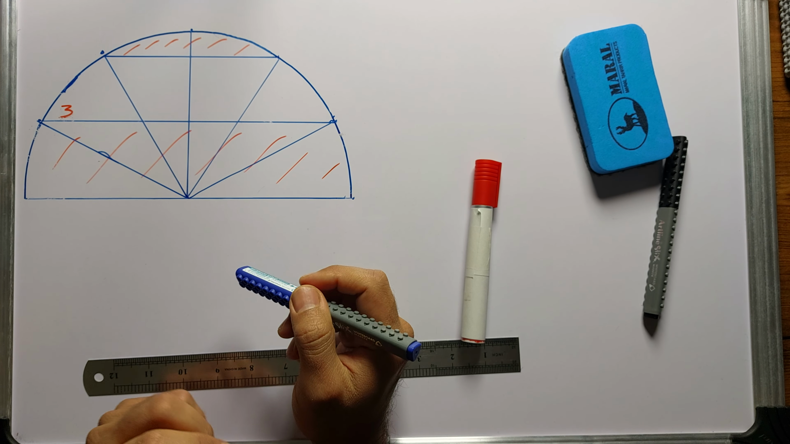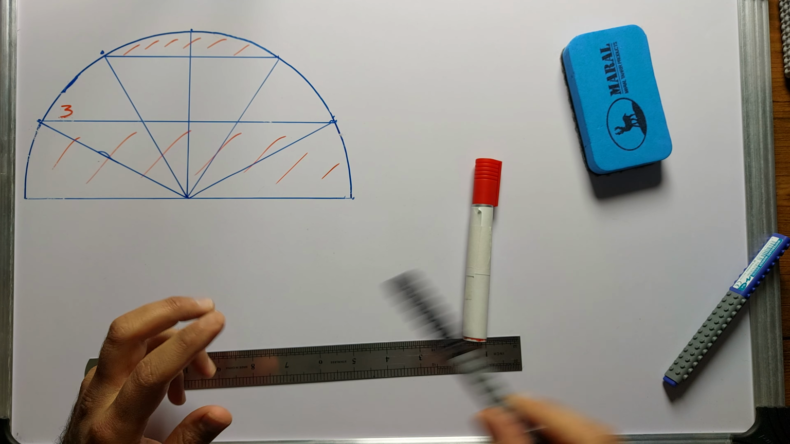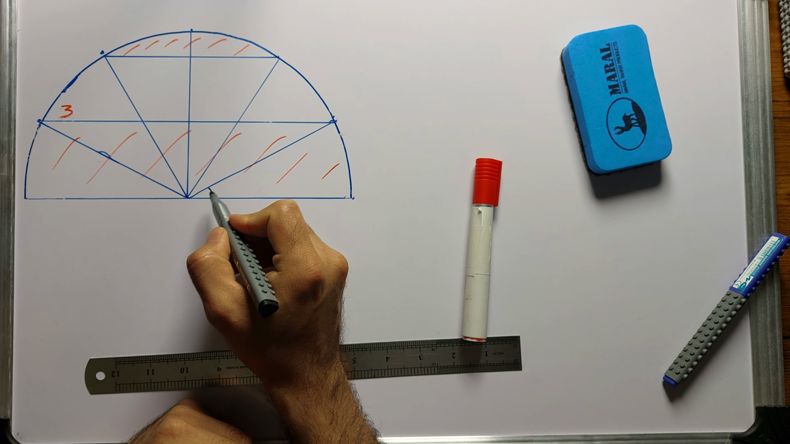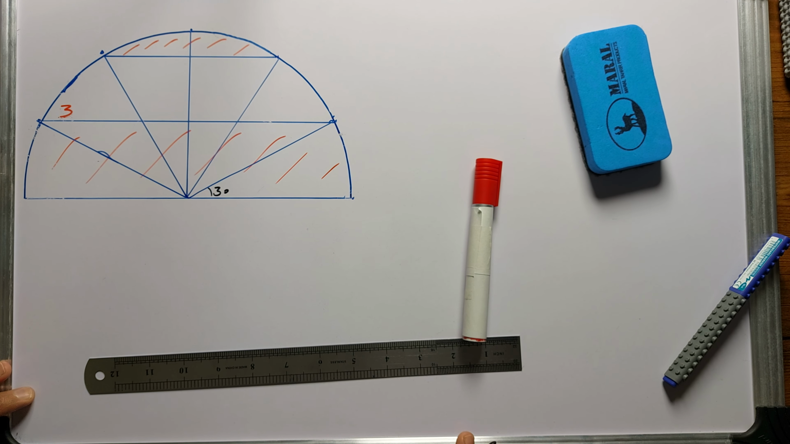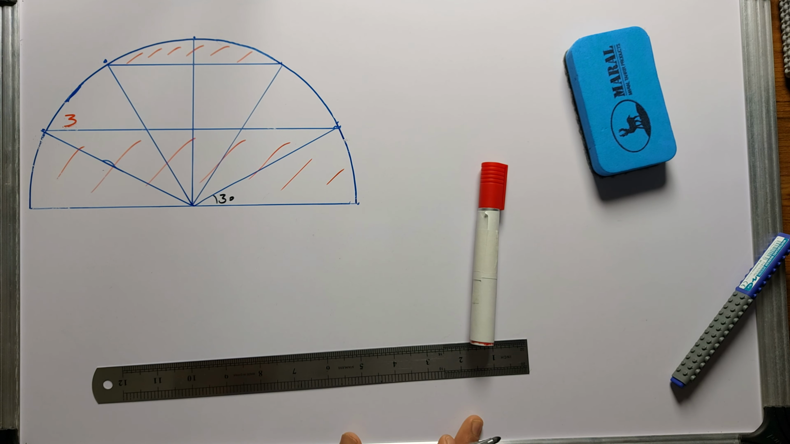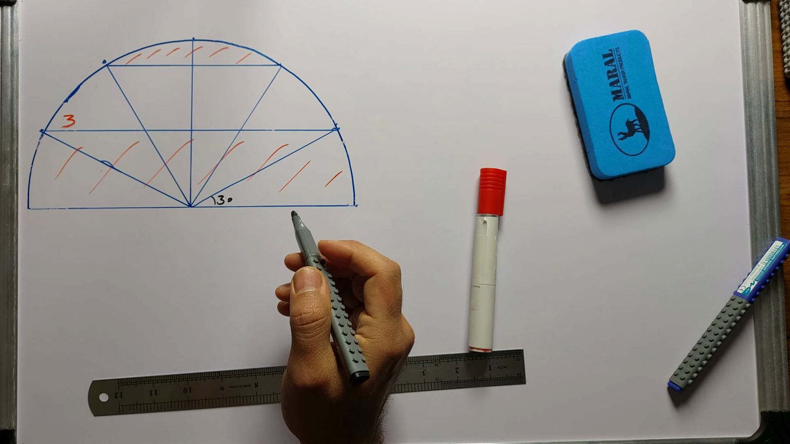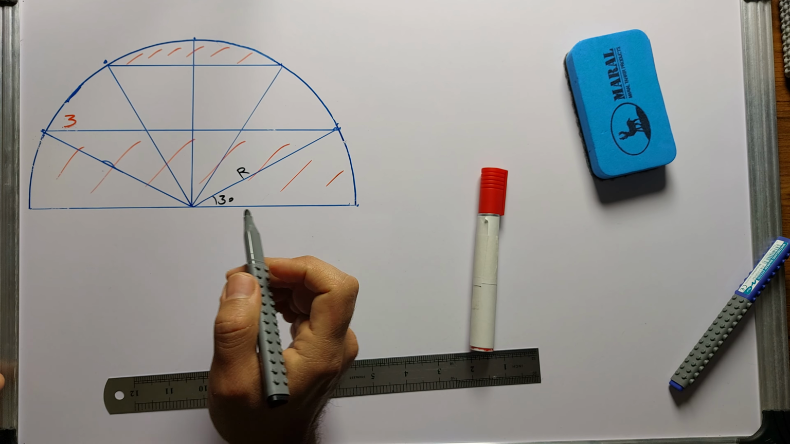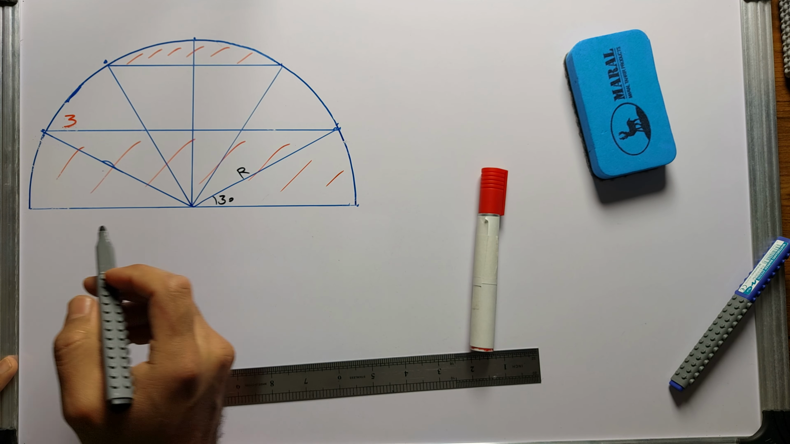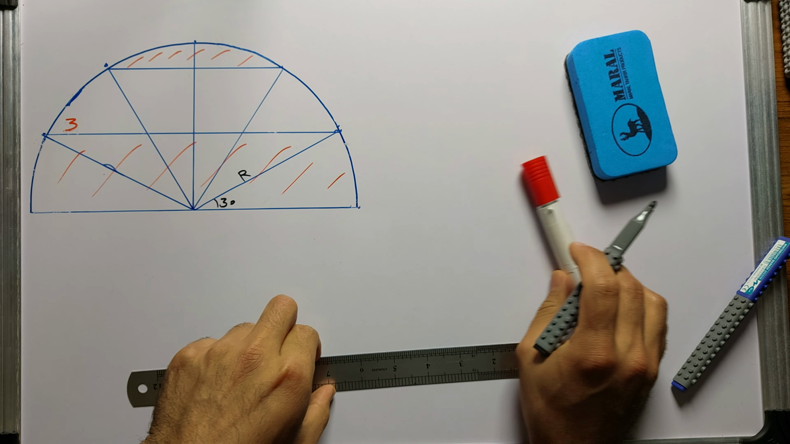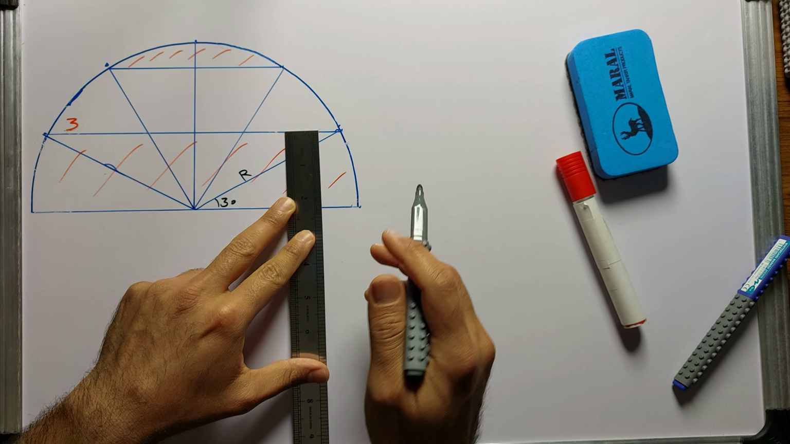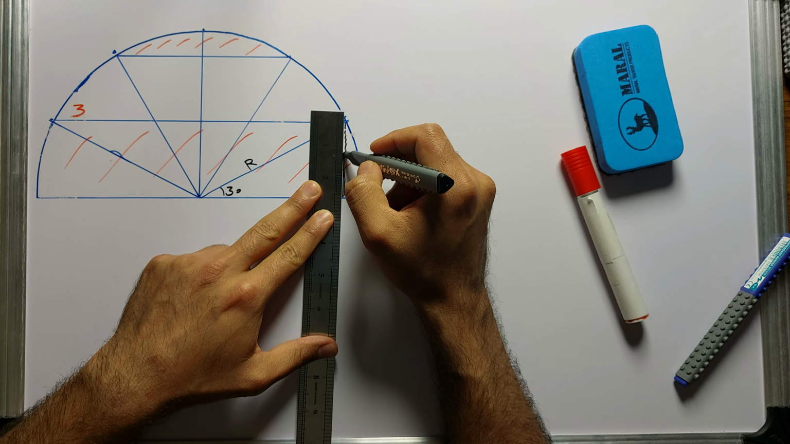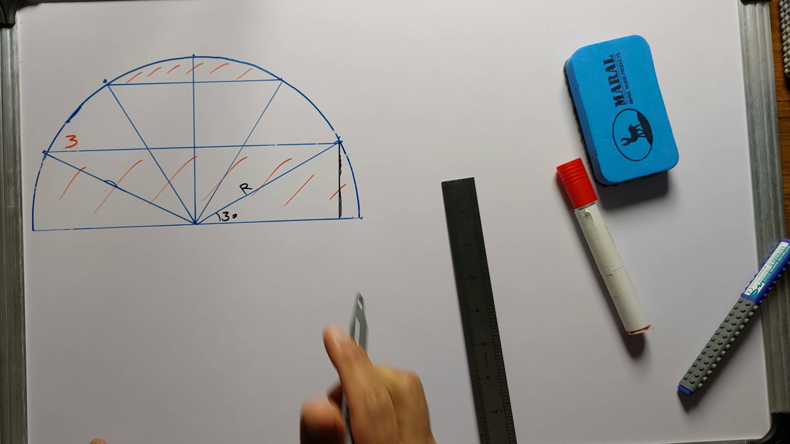So the first thing, obviously, we know that the angle here is 30 degrees because they are equally spaced according to the assumption of the question. So let's name this radius as r. Let me draw a perpendicular line here. Okay, so assume that's perpendicular.